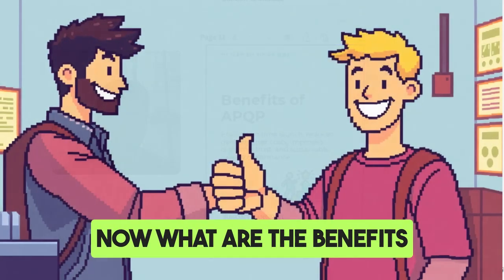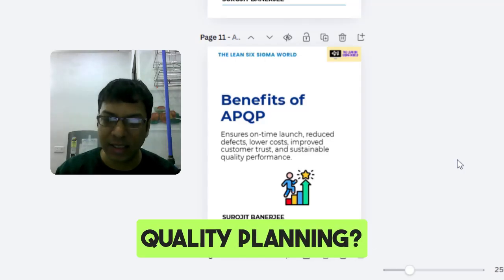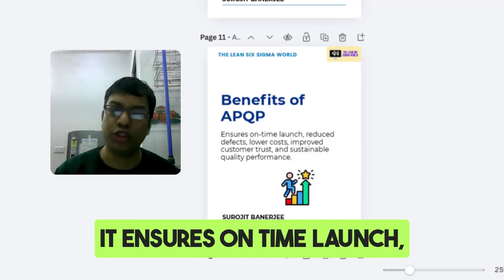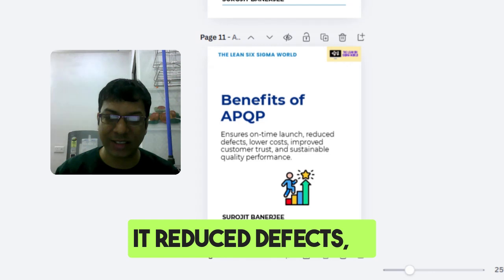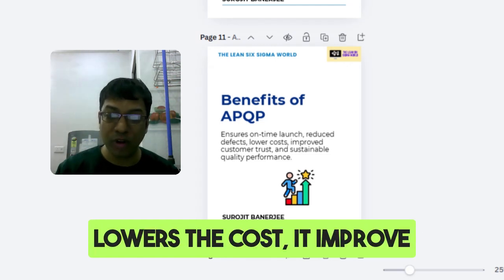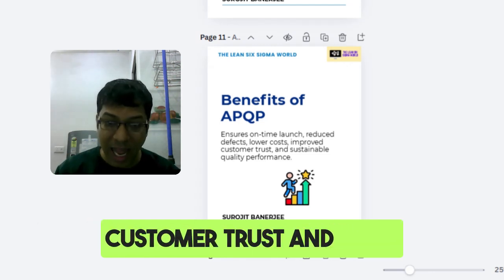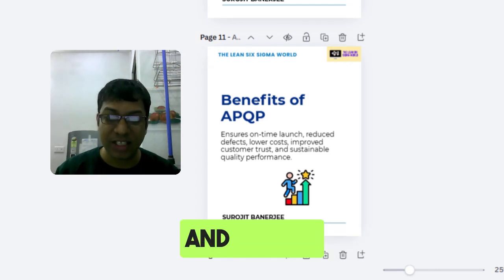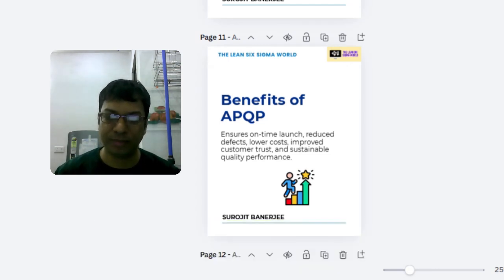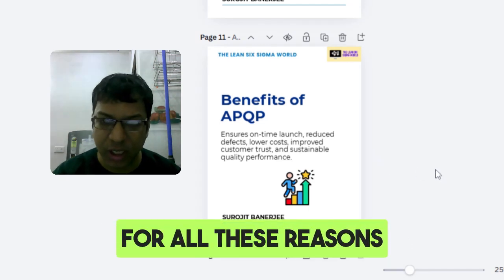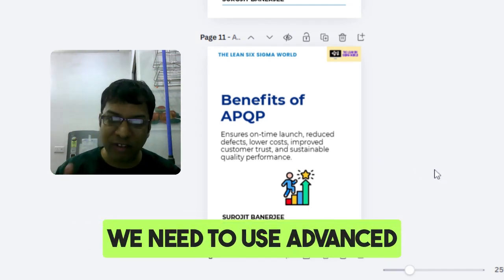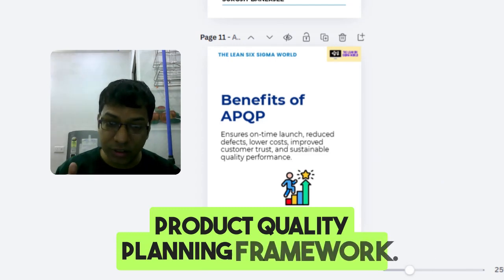Now, what are the benefits of advanced product quality planning? It ensures on-time launch. It reduces defects. It lowers the cost. It improves customer trust and faith and sustains the quality performance. For all these reasons, we need to use advanced product quality planning. It's a framework.